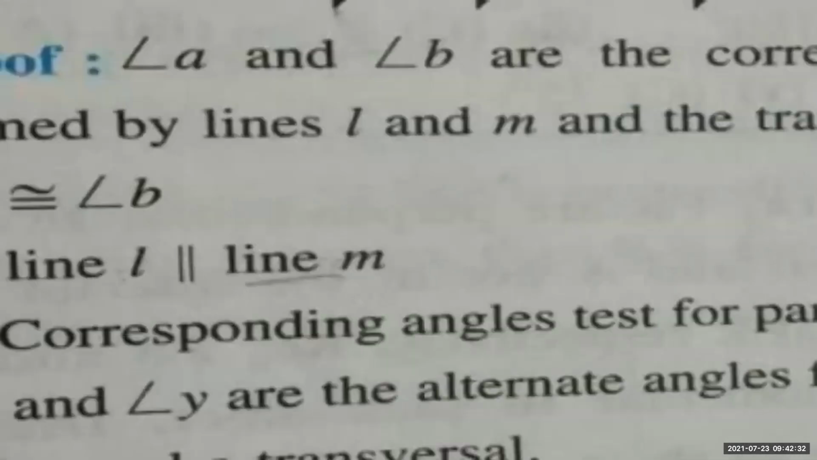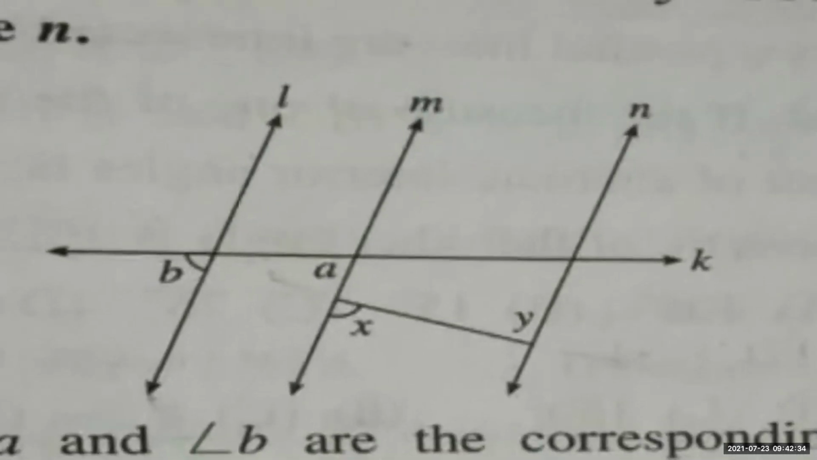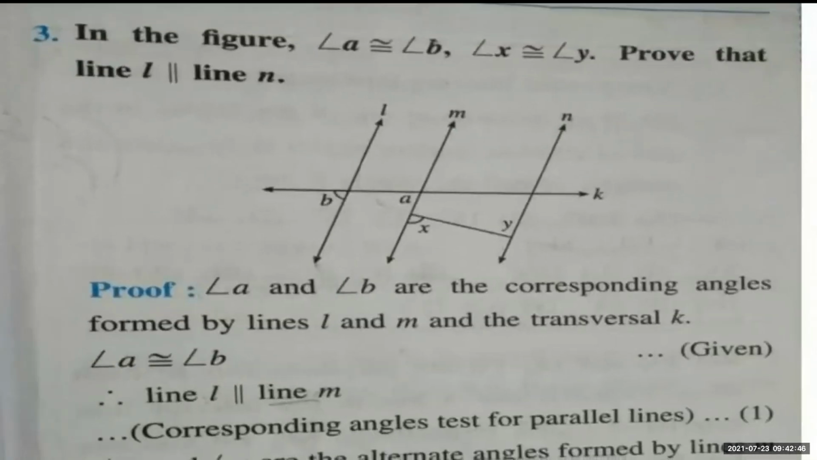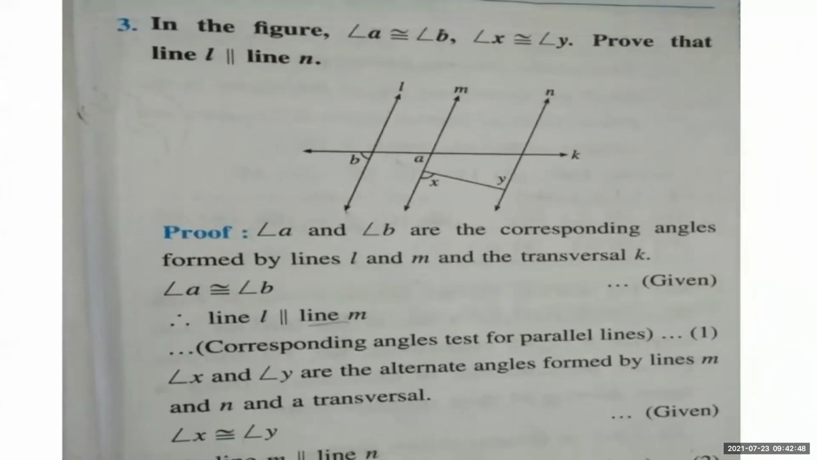Here you can see in the diagram, the first line and the last line are also parallel to each other. So those are the two very simple examples, very easy to write the solution.